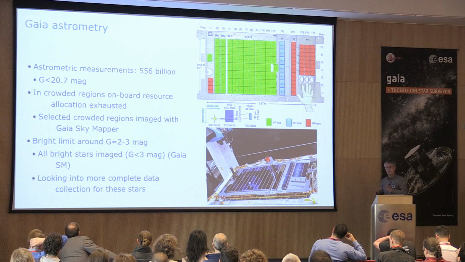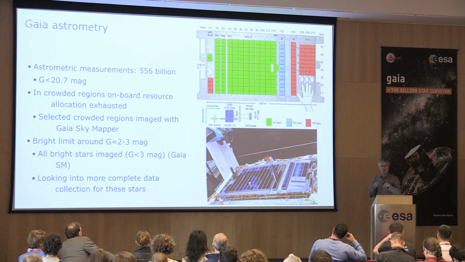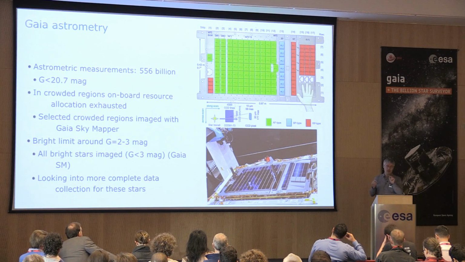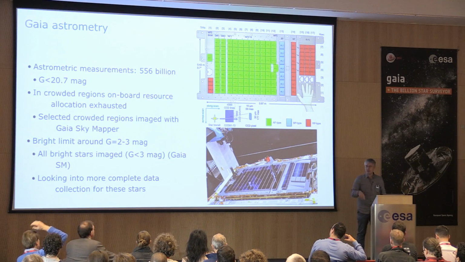So what we are also doing all the time with Gaia is that anything brighter than 3rd magnitude, we observe in a similar way as we do Omega Cen, but this time the images are really tiny. They are just recovering the star itself. And we are looking into possibilities to do this a little bit more refined.